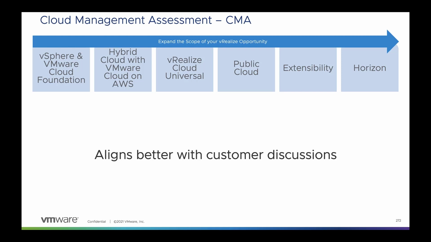Now the Cloud Management Assessment has vSphere and the VMware Cloud Foundation section. So we're still including vSphere here. It's just not only vSphere any longer. There is a section then for hybrid cloud with VMware Cloud AWS or VMC, a section on vRealize Cloud Universal, our public clouds, extensibility or other things we can add into vRealize Operations, as well as Horizon.